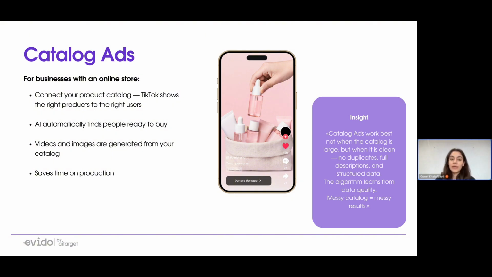It is also very important to remember that catalog ads work most effectively not just when your catalog is large, but when it is clean and completely free of any duplicate products. Also, the entire description is completely filled out there. The algorithm learns at a significantly faster pace on such a high quality and detailed catalog, which allows it to achieve even better and more precise results.